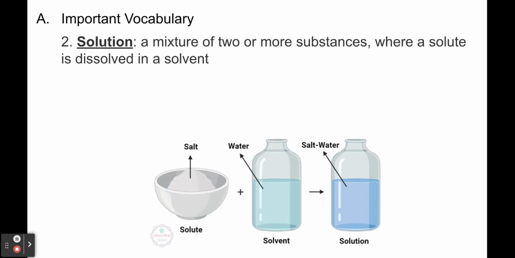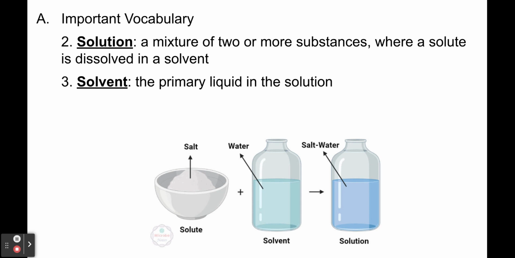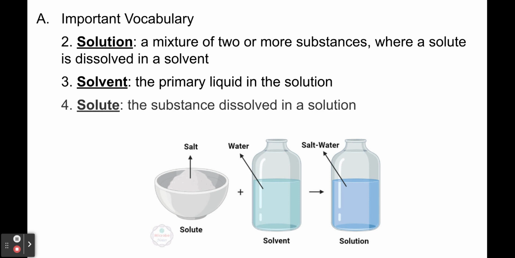Important vocabulary number 2, a solution. A solution is a mixture of 2 or more substances where a solute is dissolved in a solvent. Ooh, those are 2 new words as well. Number 3, a solvent. A solvent is the primary liquid in the solution. And number 4, solute. This is the substance dissolved in a solution.